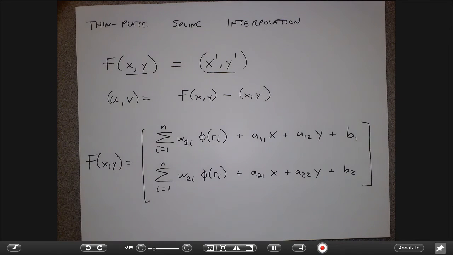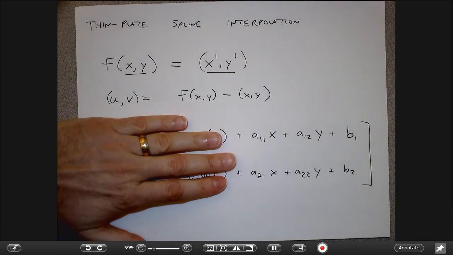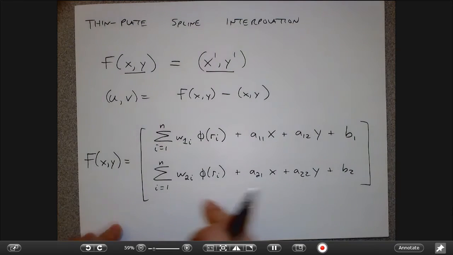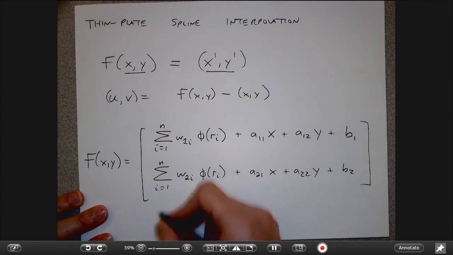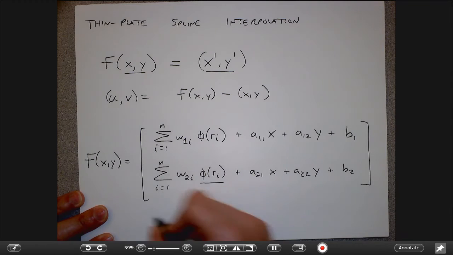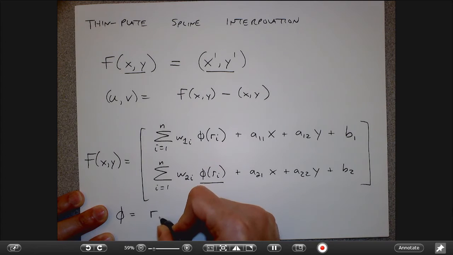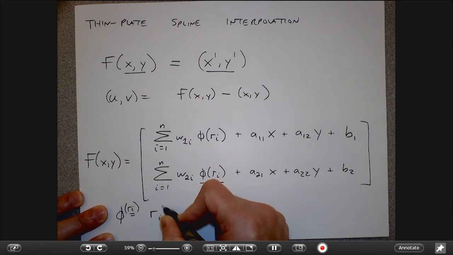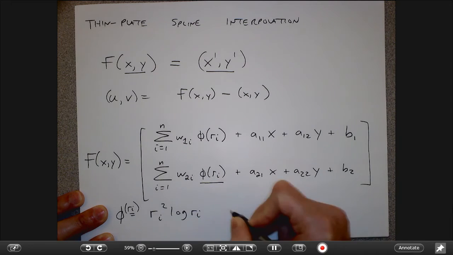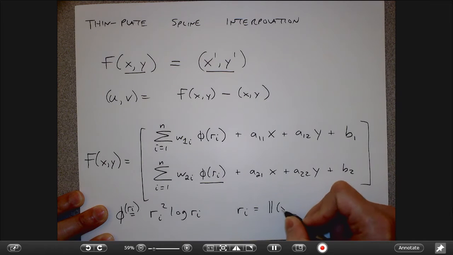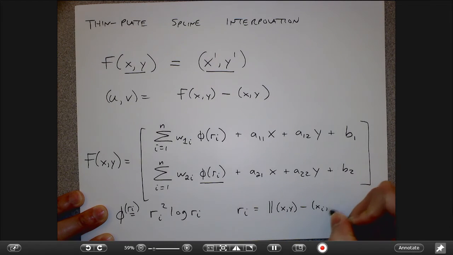Okay, so what do we got here? So basically, first let's talk about this part by itself, right? This part by itself is just an affine transformation, and on top of that I add this other stuff here. So what is this other stuff? These phis are called radial basis functions. And so one example of a radial basis function is something like this. And this r is basically the distance from the point I care about to feature point i.